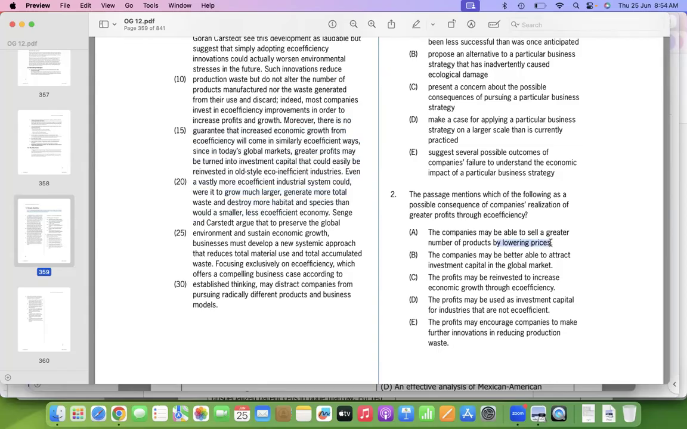So prices is not a problem. Investment capital is not our problem. Reinvested to increase economic growth through eco-efficiency, that's not a problem. The problem is they won't do this. The problem is that they will invest in what is not eco-efficient.